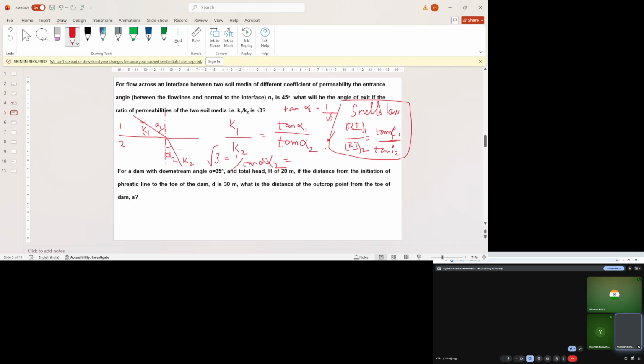What is alpha 2? Tan inverse of 1 by root 3, which is 30 degrees. Alpha 2 is equal to 30 degrees, right? Any doubts? No, sir.